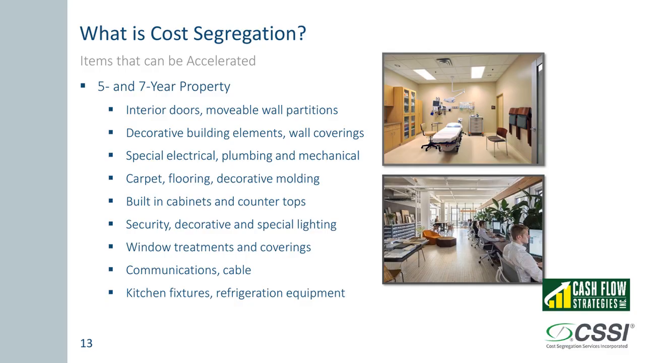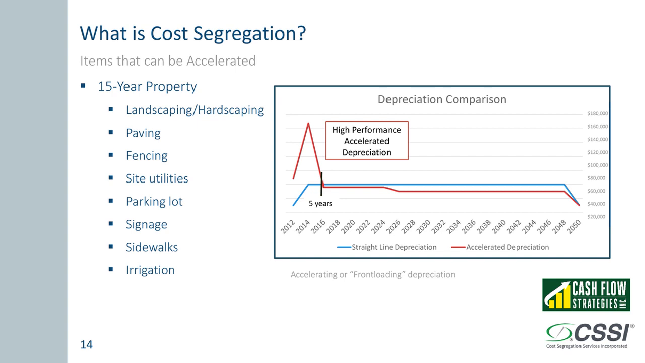Here's what can be accelerated. Your 5 and 7 year property can be your interior doors, your movable wall partitions, your decorative elements, wall coverings, electrical, plumbing, mechanical, carpet, flooring, decorative molding, built-in cabinets, countertops, all of those kinds of things, kitchen fixtures, refrigeration equipment, all of which, if you segregate them out, and the cost for each of those out can be depreciated right now 100% in the first year.